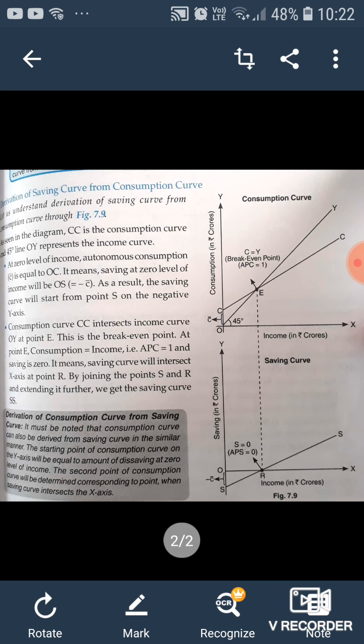Second point, after the point E income is greater than consumption in figure A, and in figure B, after the break-even point or after saving is 0, saving becomes positive.